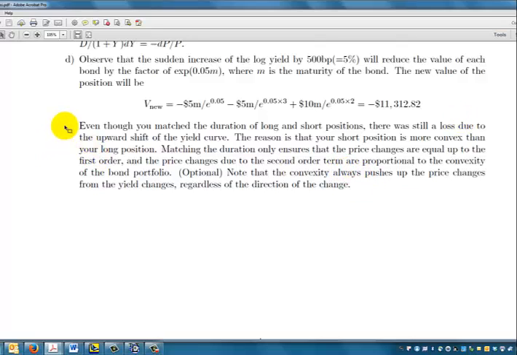Well, you matched the duration of the long and the short side, but the problem was that your short position was more convex than your long position. So this convexity is what hurt you. Convexity is a property that benefits you on the long side and hurts you on the short side. And you took a short position which was more convex than your long position, and that's why you made a loss. So a hedge that's effective against a small change in interest rates may not be effective against a large change in interest rates.